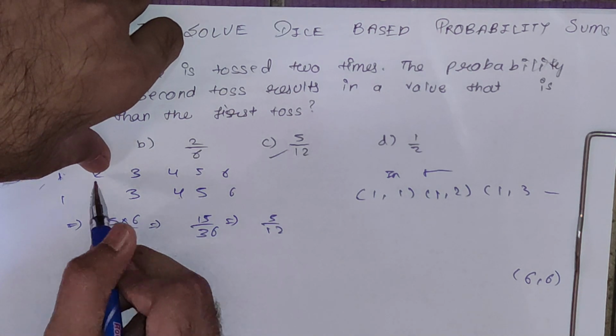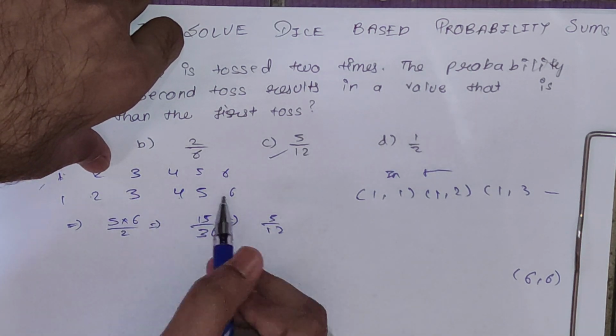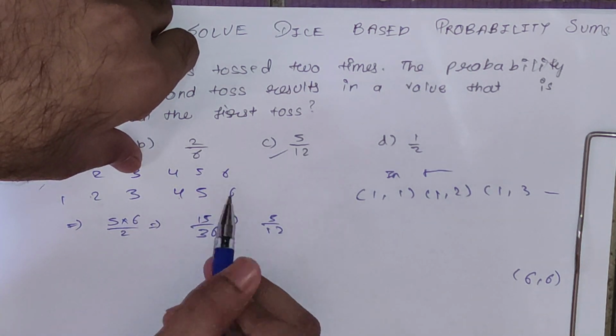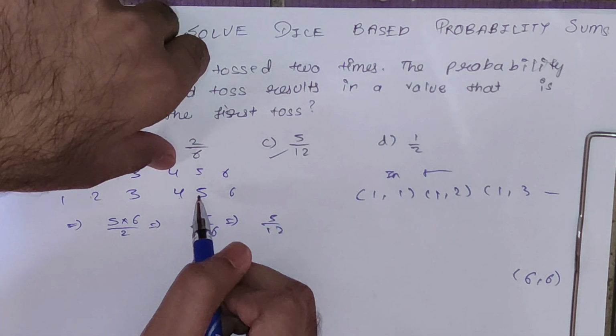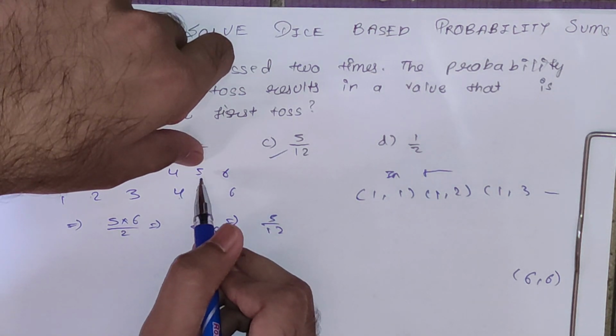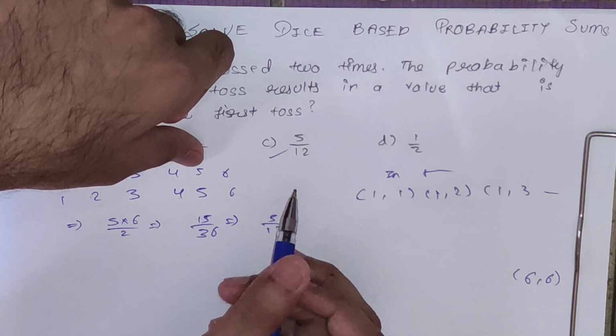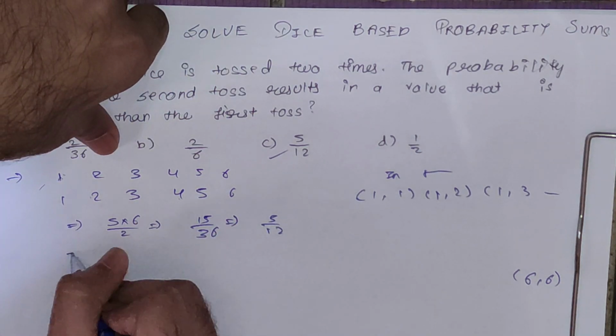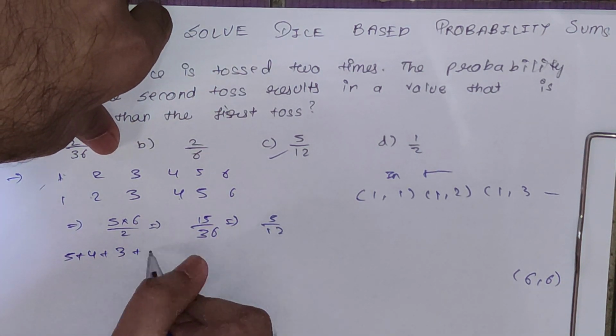For 2 it will be 2 3, 2 4, 2 5, 2 6, so 4 ways. For 3 it will be 3 ways. For 4 it will be 2 ways. For 5 it will be 5 6, so basically 1 way. So you can see the total number of ways will be 5 plus 4 plus 3 plus 2 plus 1.